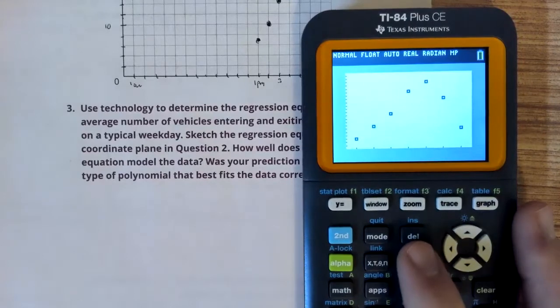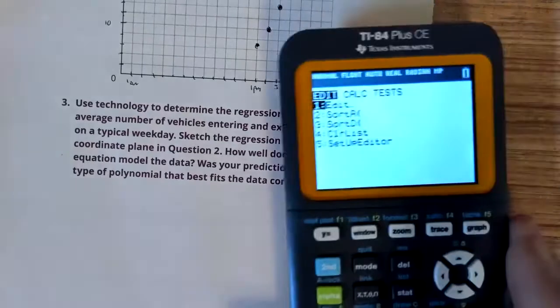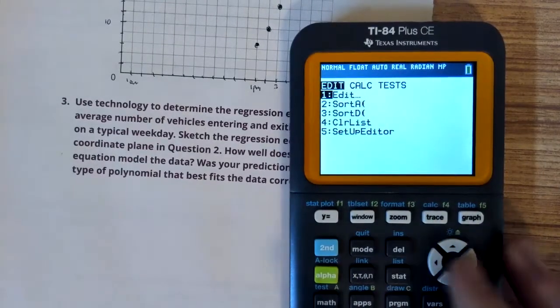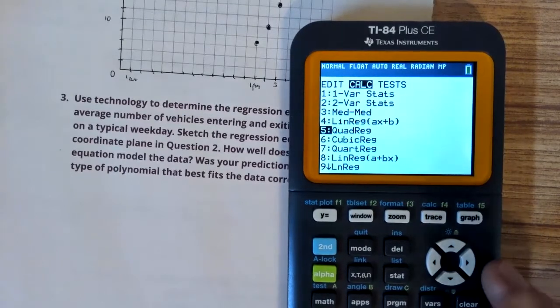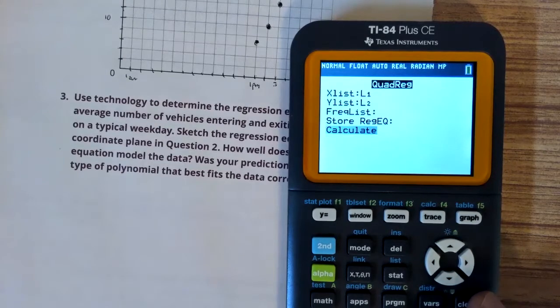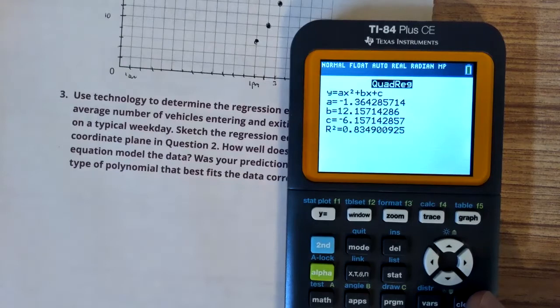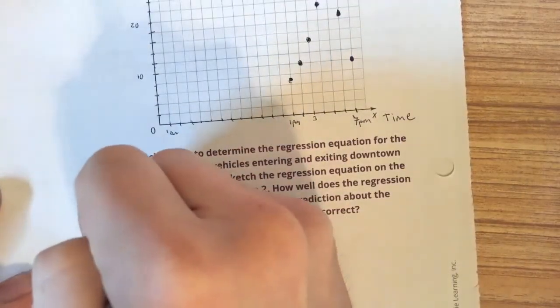So to determine the regression equation, we'll go to Stat, scroll over to Calc, and let's do quadratic first. You don't really need to change any of those things. Just go down to Calculate. And there we are. That's our regression equation with an R-squared value of 0.8349. So I actually want to list out some of that stuff.